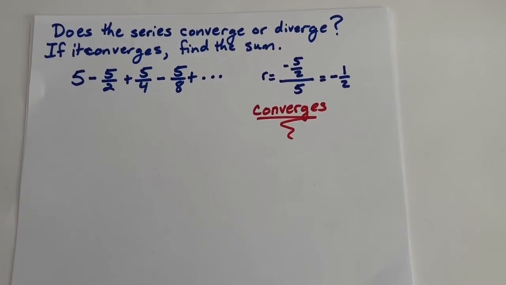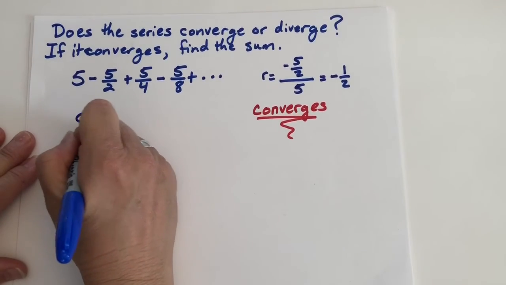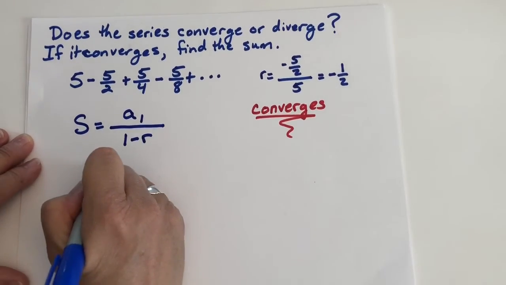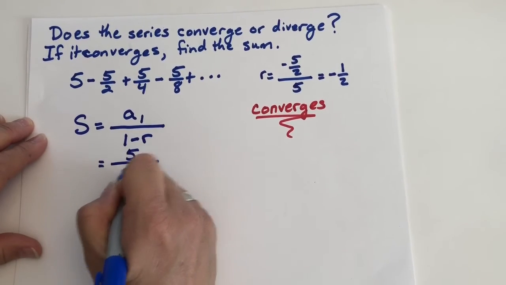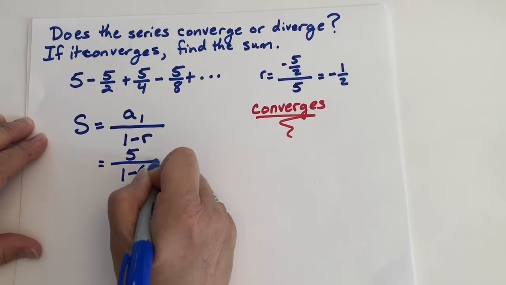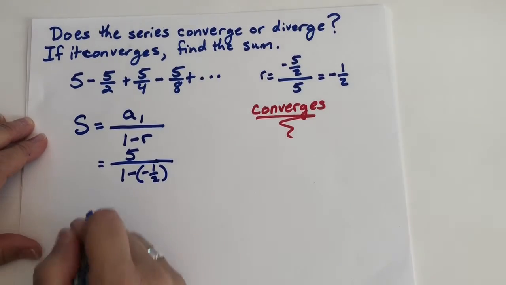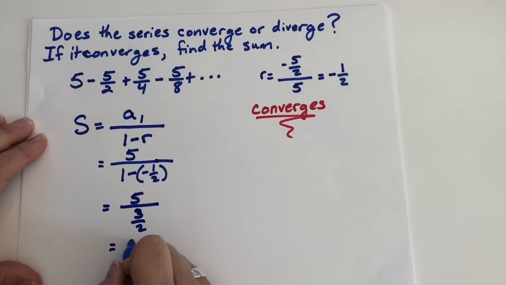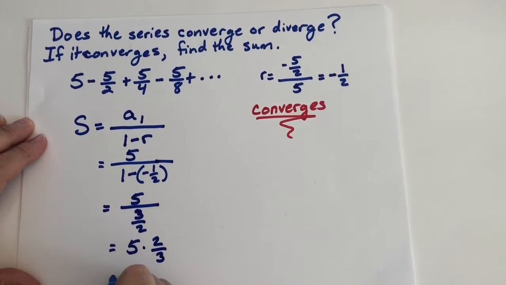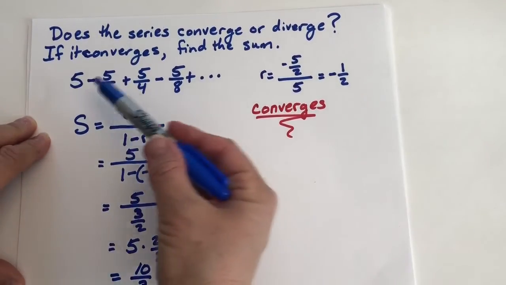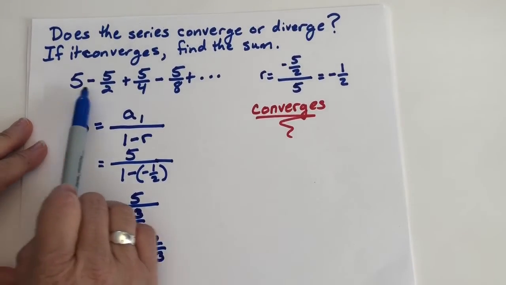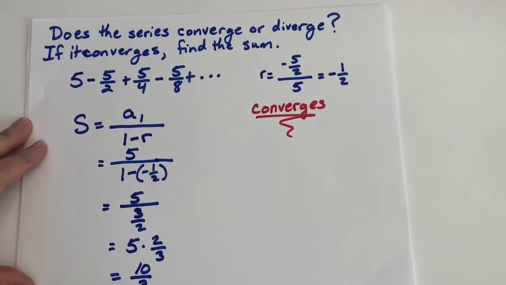That means we can find the sum. And the sum would equal the first term divided by 1 minus r. So our first term is 5. We have 1 minus -1/2. So we have 5 divided by 3/2. And we'll take the reciprocal and multiply. We have 5 times 2/3. So the sum is 10/3. As you keep adding in more and more terms, the sum will get ever closer to 10/3. And we say the sum of this infinite geometric series is 10/3.